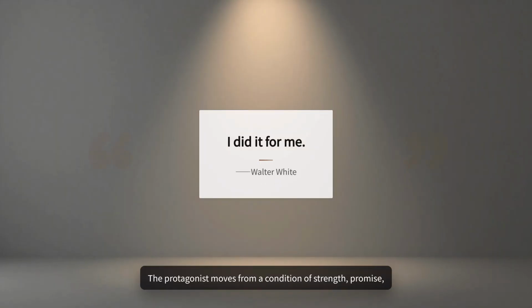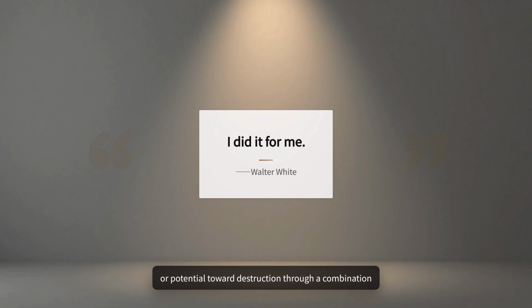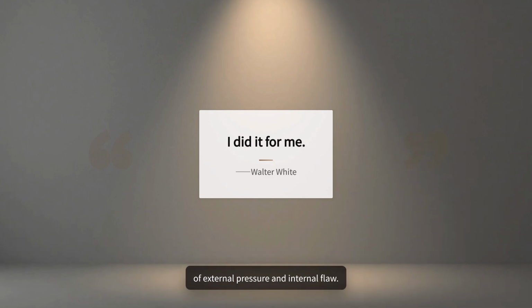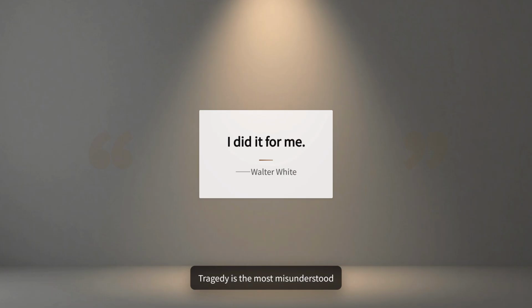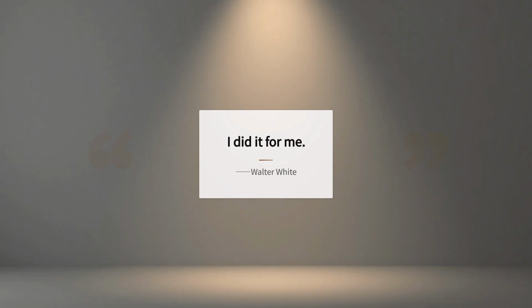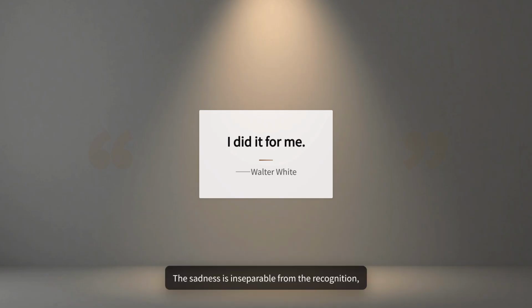Tragedy. The protagonist moves from a condition of strength, promise, or potential toward destruction through a combination of external pressure and internal flaw. The engine is the protagonist's own nature working against them. The reader sees the fall coming and cannot look away. Tragedy is the most misunderstood plot type in contemporary fiction. It is not simply a sad story. It is a story in which the protagonist's destruction is structurally inevitable given who they are. The sadness is inseparable from the recognition. We understand why this happened.